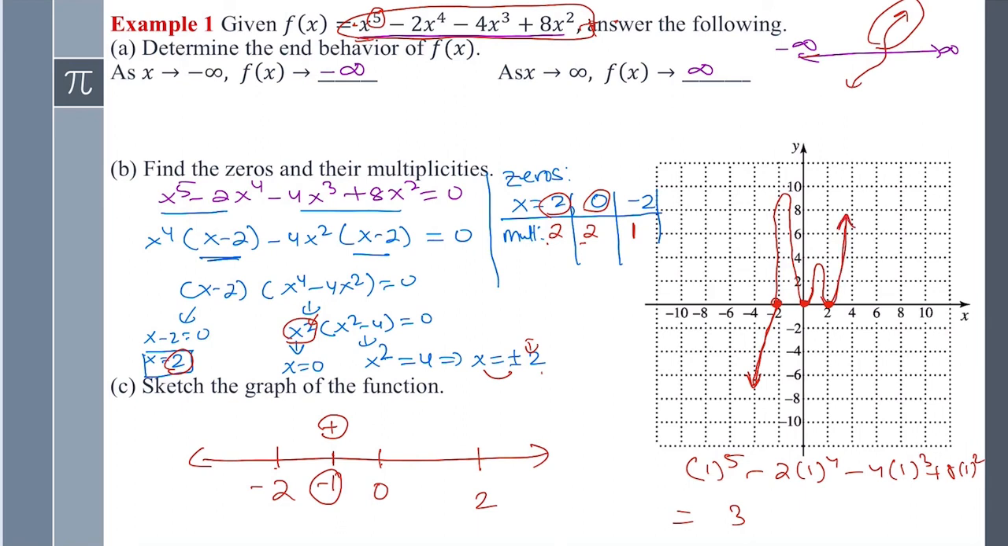Now for the other side, we really don't have to check because we already got that one. So the graph looks somewhat like that. It's not the exact graph, but that's how the overall shape of the graph looks.